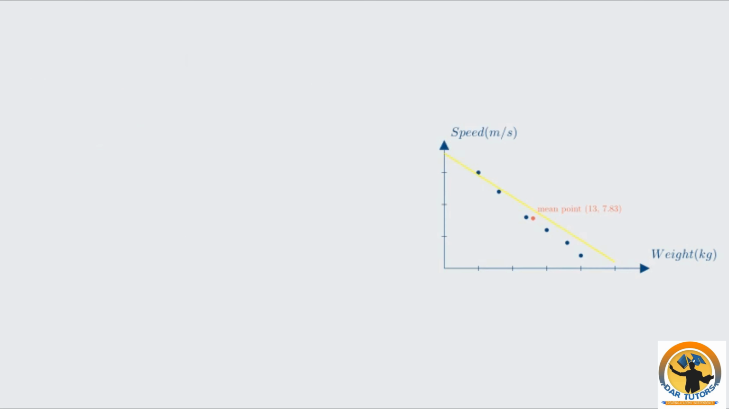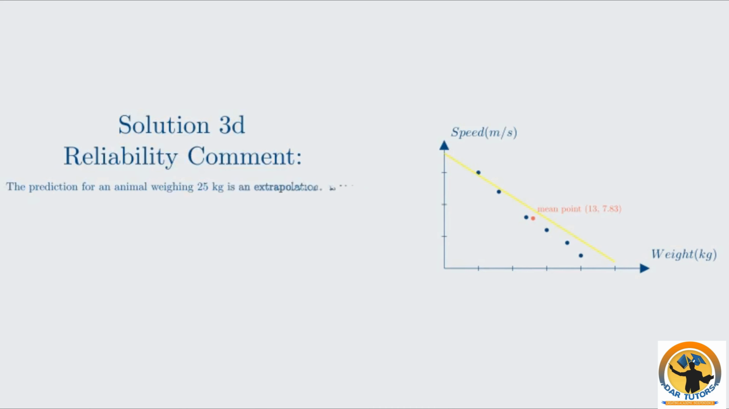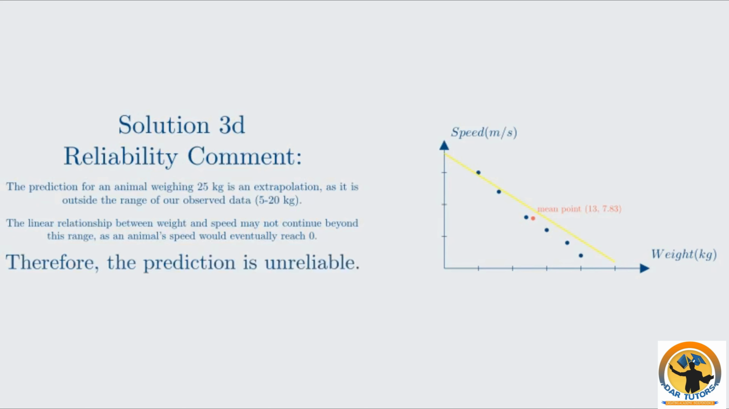For part D, we must comment on reliability. Since 25 kilograms is outside our data's range of 5 to 20 kilograms, this is an extrapolation. The linear model might not hold true at much heavier weights, as a real animal's speed would likely reach 0 before its weight became impossibly large. Therefore, our prediction is unreliable.